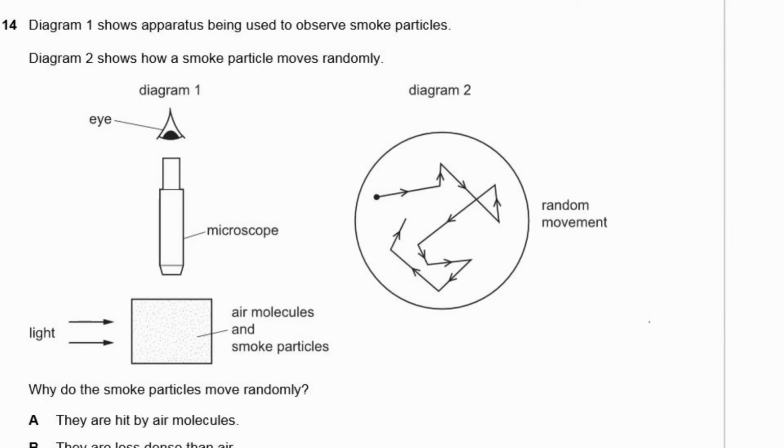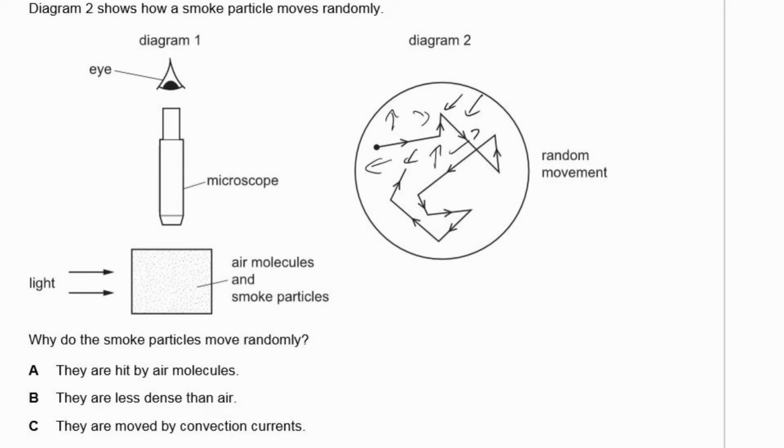Question 14. Diagram 1 shows the apparatus being used to observe smoke particles. Diagram 2 shows how a smoke particle moves randomly. Why do the smoke particles move randomly? Well, they're moving randomly because they're being hit by all these little molecules of air that are flying around in random directions and are colliding with them in random ways and knocking them about a little bit.